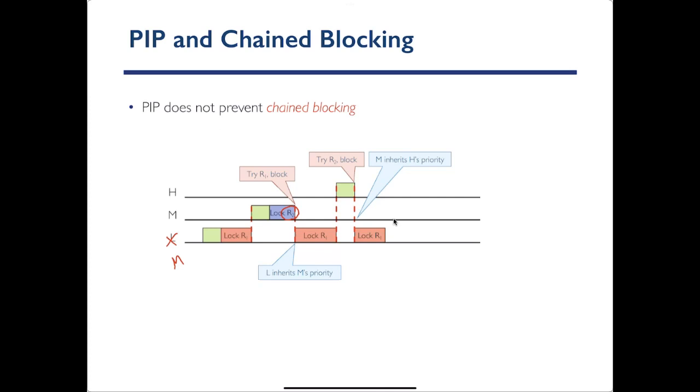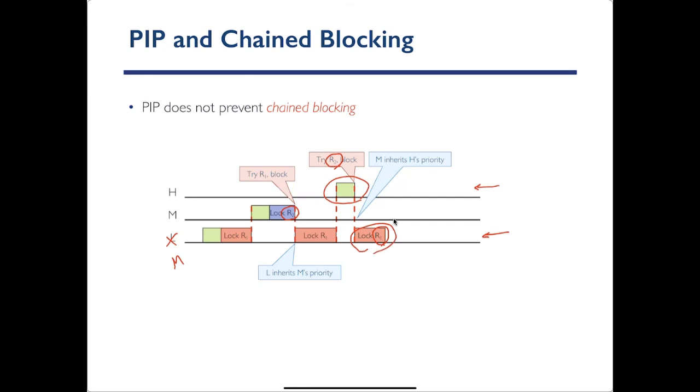Now, this is indeed chain blocking. Why? Because if you look at the high priority task and if you look at the low priority task, what is the relationship between these two? Well, these two are independent because high priority needs R2, whereas low priority only needs R1. So H and L in this case are independent, at least at the surface, right? Because they need different resources. Therefore, it doesn't make sense for us to block high priority by the low priority.